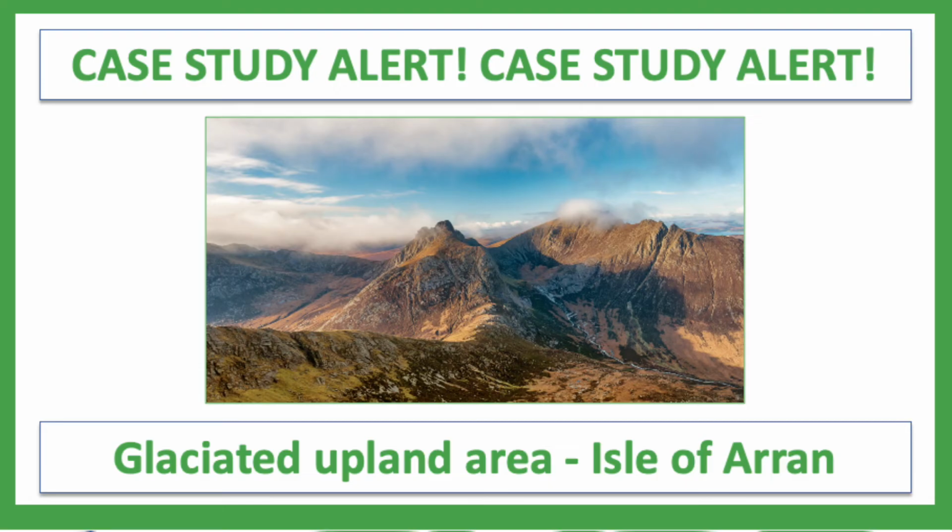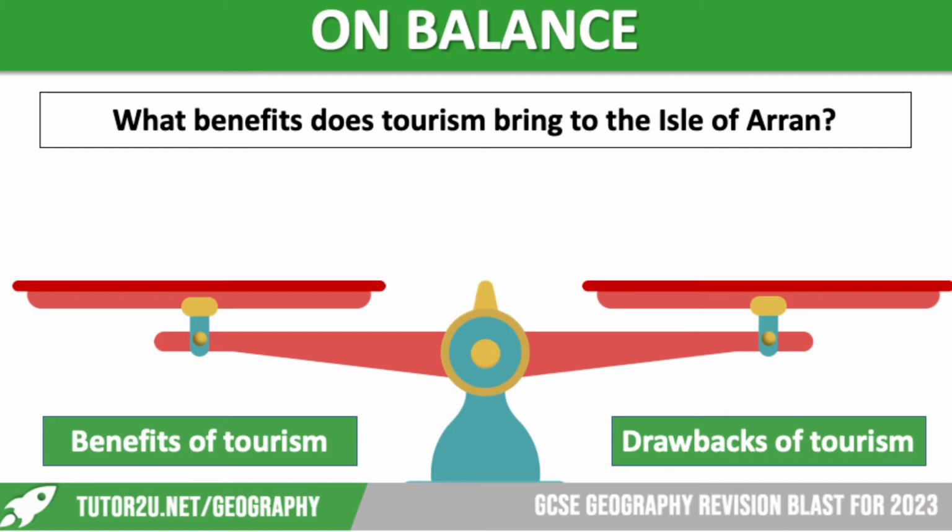So that case study alert reminds us that for our glaciated upland areas, you need to know a named example. So the next activity that we are going to look at focuses on the Isle of Arran because it is a popular case study at GCSE. However, if it's not the one you have done, lots of the things that come up in the next activity will be relevant to you anyway. So, for example, if you've done the Lake District, many of the things in this case study will be the same.